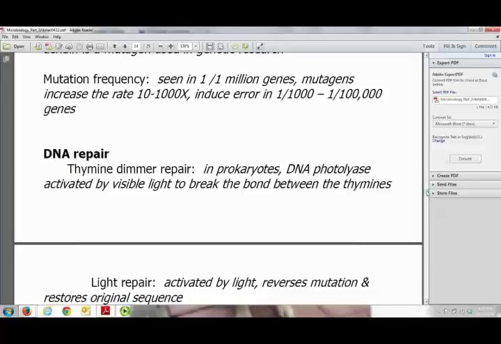So the frequency of mutations, they're usually seen in 1 in a million genes. Mutagens will increase the rate 10 to 1,000 times and induce error in 1 in 1,000 to 1 in 100,000 genes.